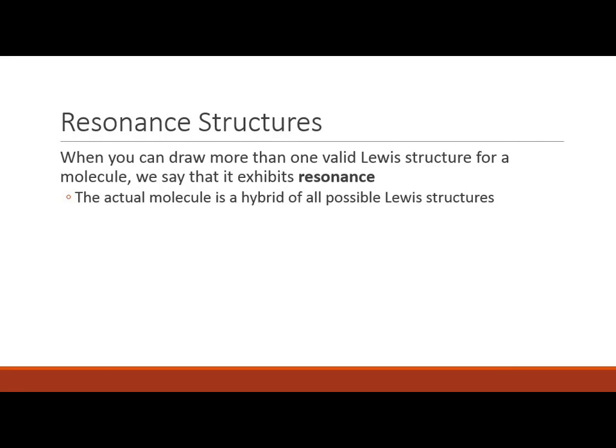All right, one last curveball I could throw at you would be what are known as resonance structures. So it turns out that occasionally, when you're drawing a molecule, you can actually draw more than one valid Lewis structure for it. So more than one structure that completely follows all of the rules, that doesn't break any rules. But if you can do that, then we say that it actually exhibits resonance. All right, and the actual molecule is a hybrid of all those possible Lewis structures, right?